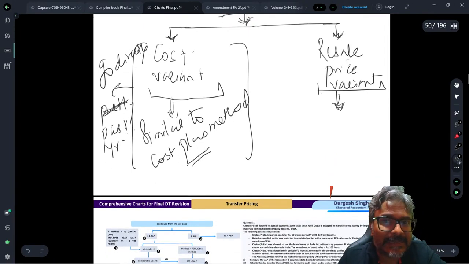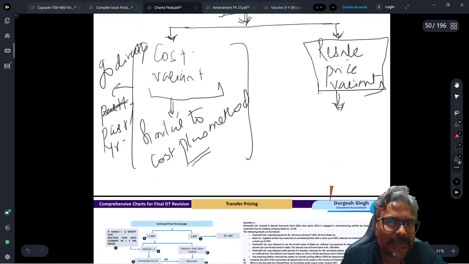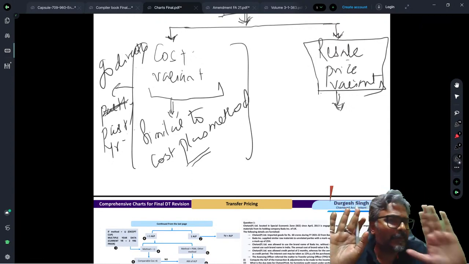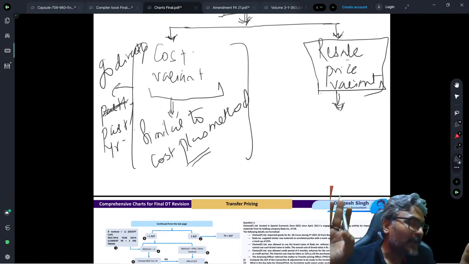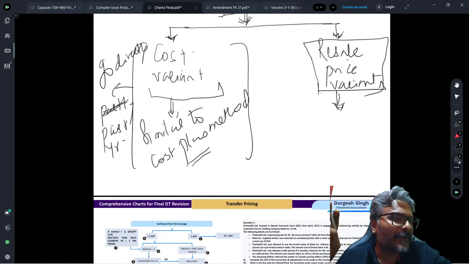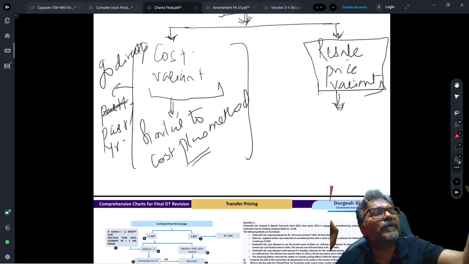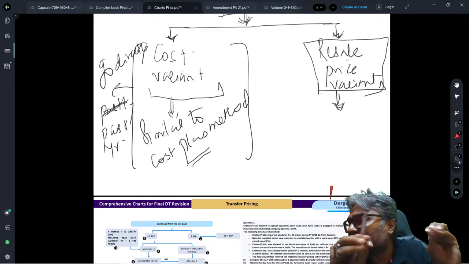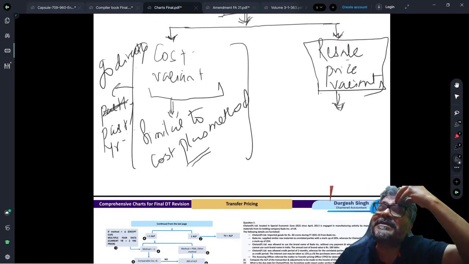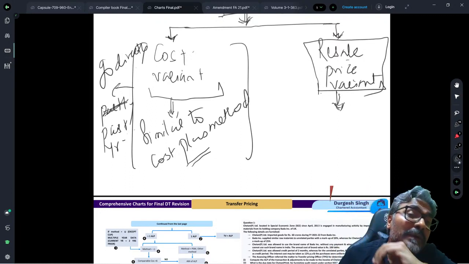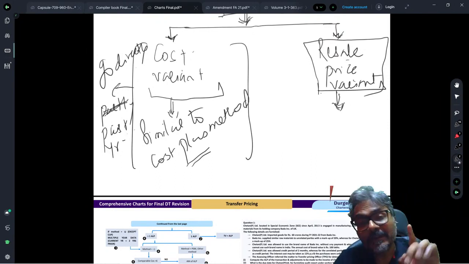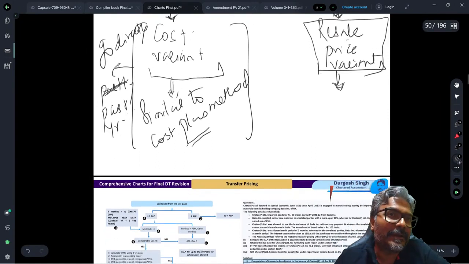Now, when it comes to the resale price, this is the game, students. This has not been targeted in the TNMM method up till now. Again, I'm repeating, students, cost variant, don't worry. It is just like a carbon copy of cost plus method. Whatever cost plus method question you have done, whatever transaction net margin method question you have done, it resembles the cost plus method completely. What is important is this resale price variant. What happens, friends?